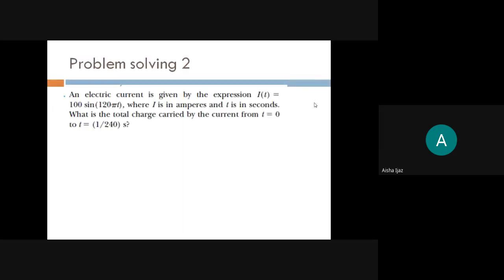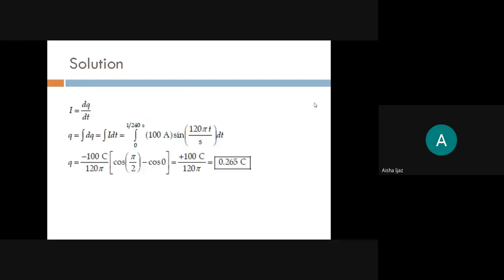This is the second question, students. The current given is an alternating current, 100 sine 120 pi t. Now you have to calculate the charge from this current value for the limit t equal to 0 to t equal to 1 divided by 240 seconds. Just recall the formulas. You have the formula I equal to dq by dt. So how will you calculate charge if the current is given? It's by calculus. You have to just integrate it.